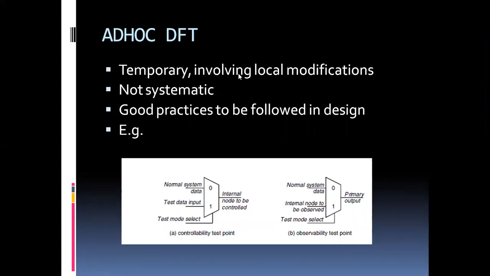Along with that, I am actually passing the test input. Okay, so that is going to help me control this node. Okay, and there is the test mode selection. So what I have done, I have included the extra hardware, a multiplexer, to control a particular node. Similarly, I can do it to observe a particular node also. Okay, so this is one method, one example of what ad hoc DFT is.